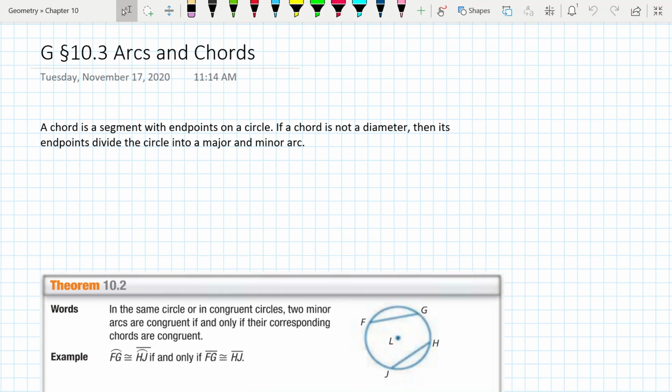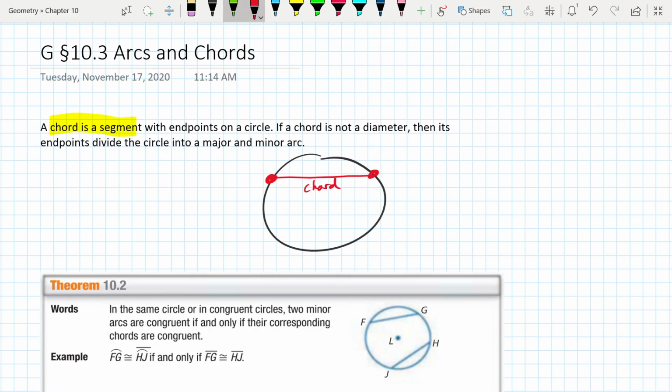Geometry, Chapter 10, Section 3, Arcs and Chords. So a chord is a segment with endpoints on a circle. So if I have a circle, I can have two endpoints making a segment. That red line there is called a chord.